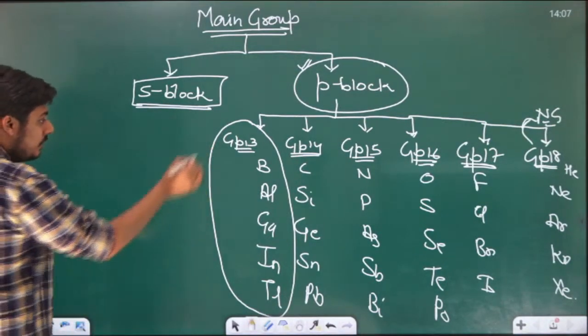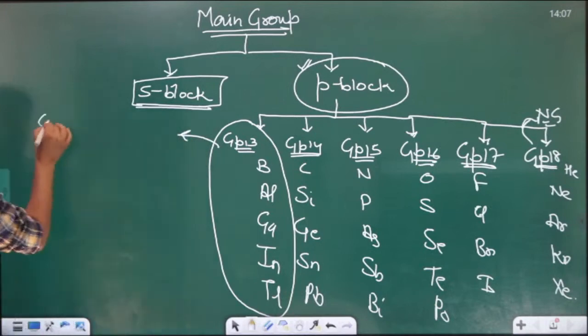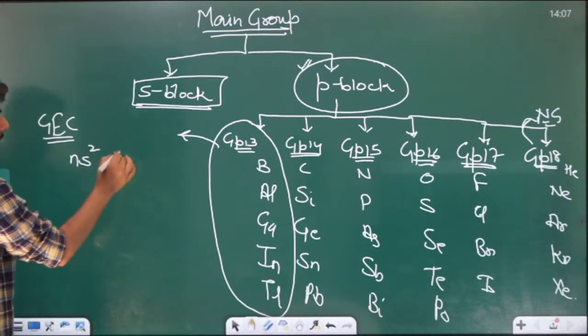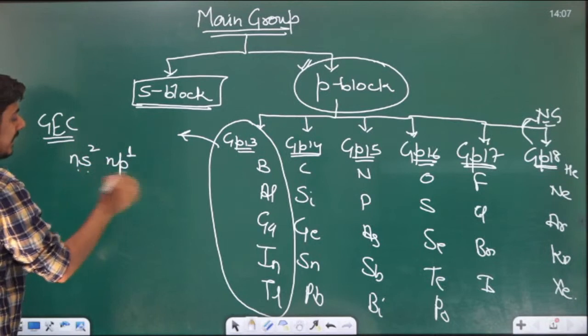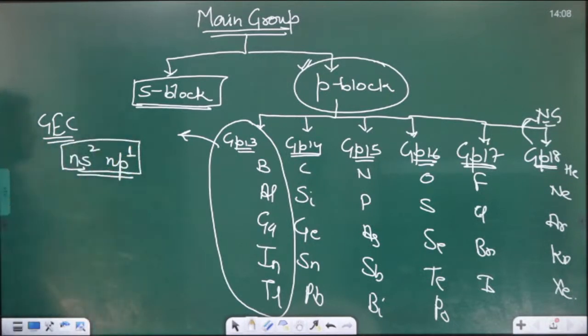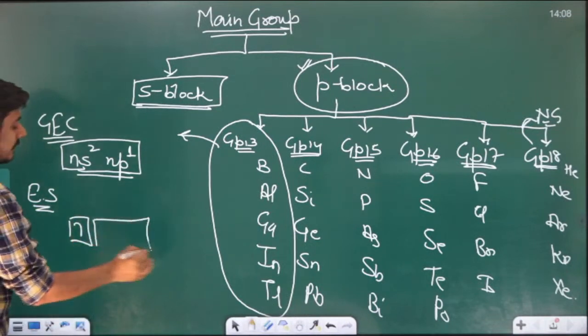If I talk about the general electronic configuration of group 13, it looks like ns2 np1. There is only one electron in the p orbital and there are two electrons in the s orbital. And in the excited state, I can simply write that the electronic configuration looks pretty similar to ns1 np2.